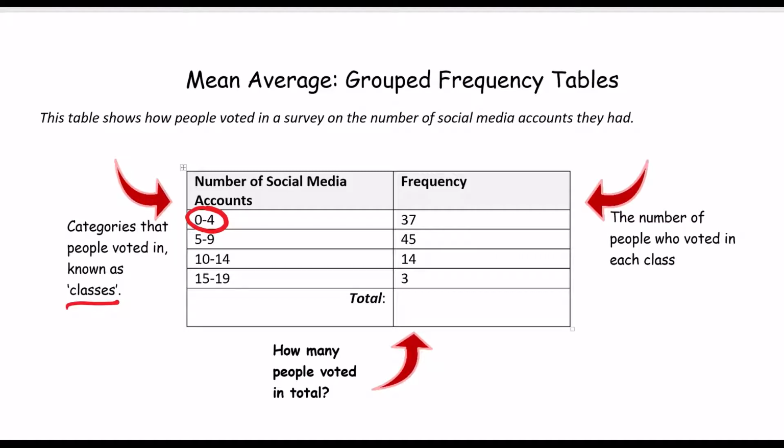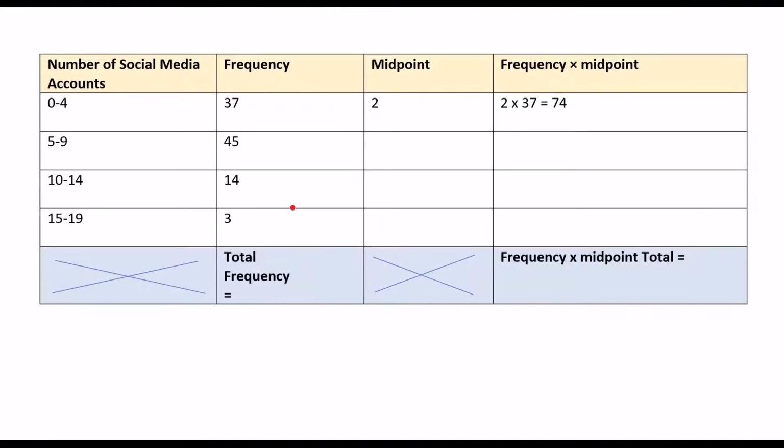So what we can do is find out how many people were involved in this survey altogether. All of these numbers, we're going to add them together, and that gets us 99. 99 people were involved in this survey. However, what it doesn't tell us is how many social media accounts there were altogether. Let's say out of this 37, a lot of them might have had 0, some of them might have had 1, some others might have had 4, a few might have had 3. So we don't actually know the exact amount of social media accounts. This is why it's called the estimated mean, because we are estimating.